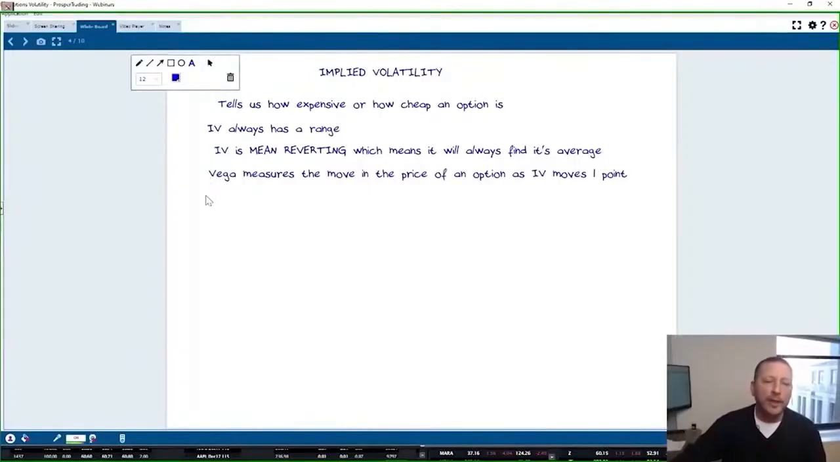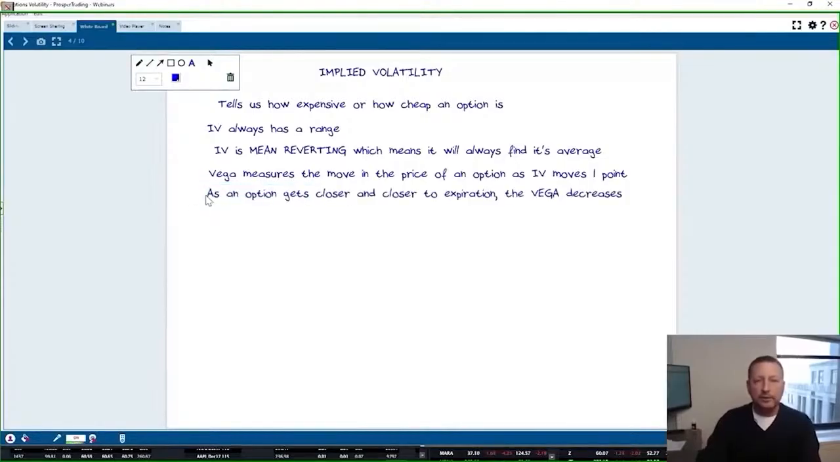The higher the Vega, the more that option is going to move, the more sensitive it is to a move in volatility. The lower the Vega, the less sensitive it is to a move in volatility. Now, let's talk about a couple of things about Vega. As an option gets closer and closer to expiration, the Vega decreases. So volatility becomes less important the closer you get to expiration of an option.